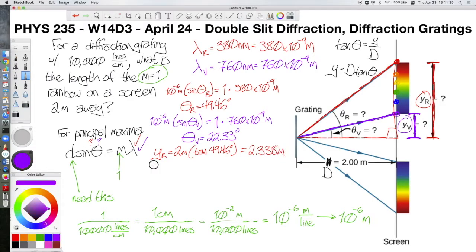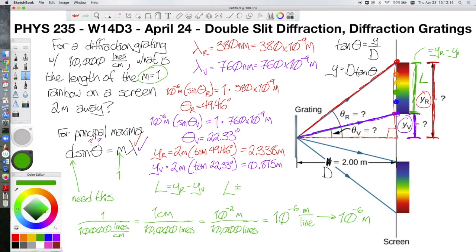Then we do the same thing for purple or violet to find y violet: big D, 2 meters, times the tangent of this time the angle for violet, 22.33 degrees, gives us a value of 0.815 meters. So the distance we want is this distance right here. And that distance is just going to be y red minus y violet. So the length of the rainbow, I'll call this big L, is y red minus y violet, and we get a value of big L equal to 1.523 meters. So if we made this setup ourselves, we would get a rainbow that's a meter and a half across on our screen that's 2 meters away.